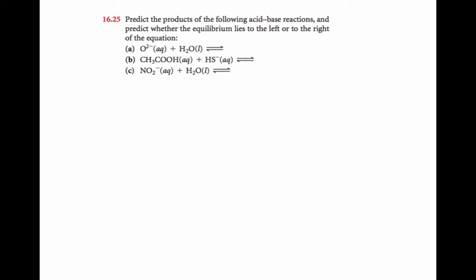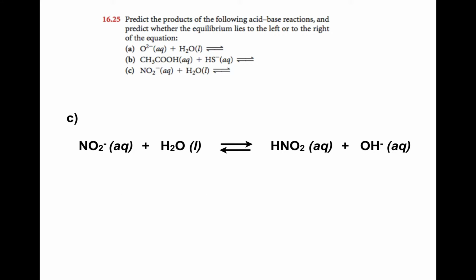Nitrite reacting with water. Water's acting like the acid, so the conjugate acid of nitrite is nitrous acid, and the conjugate base of water is hydroxide. So this is going to be a very non-spontaneous reaction. As soon as you build up nitrous acid and hydroxide, the reverse reaction is going to take over and stop the reaction.